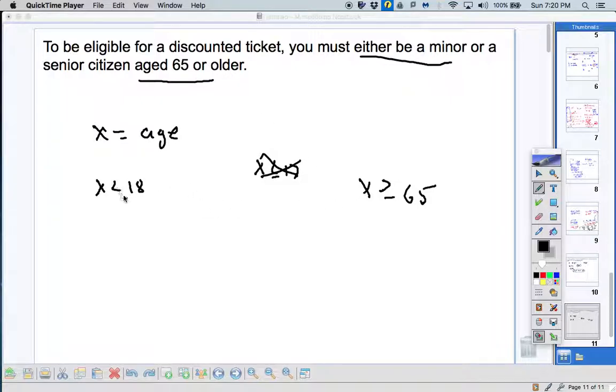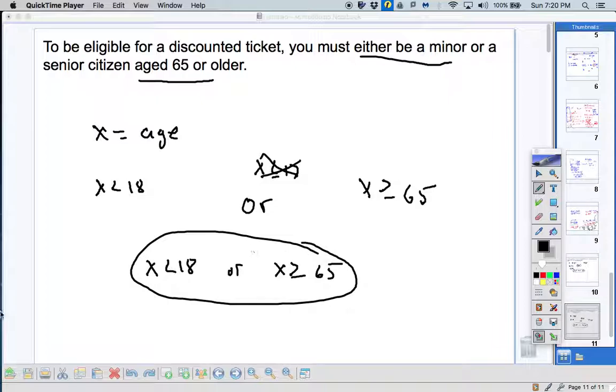Okay. Now, you can't at the same time be less than 18 and also greater than 65. So this is clearly an or situation. It's going to be one or the other. You cannot possibly be both. So we're going to just write it with the or. So you write x is less than 18, or x is greater than or equal to 65. And you circle it, because that's the best you can do for writing a compound inequality for an or statement.